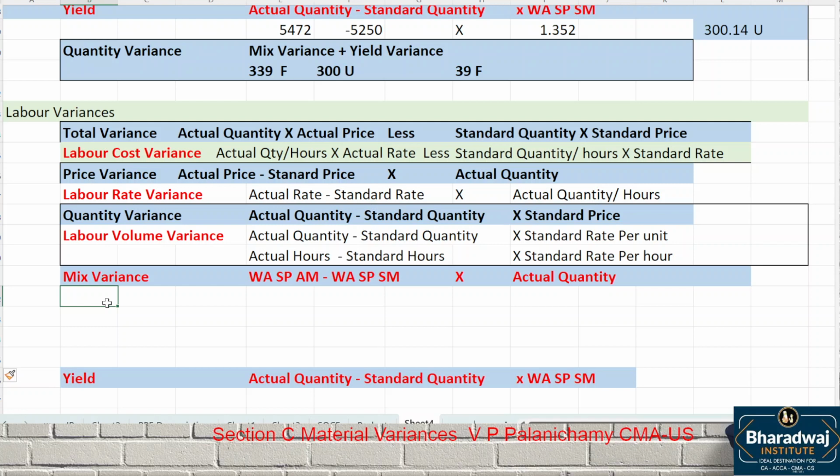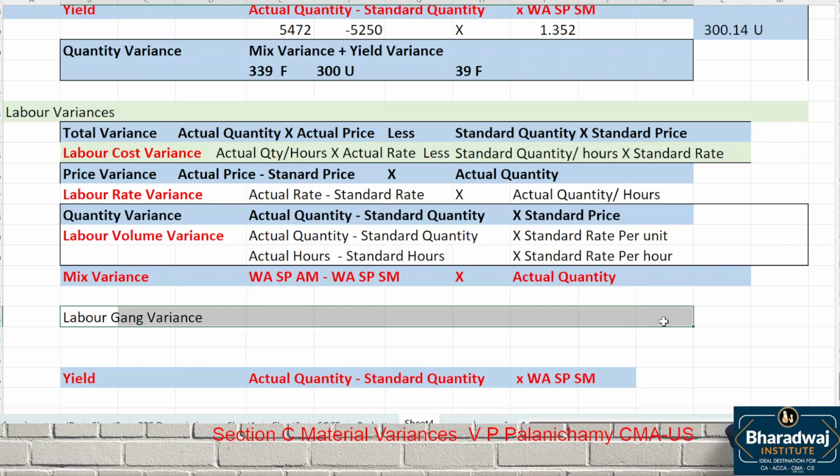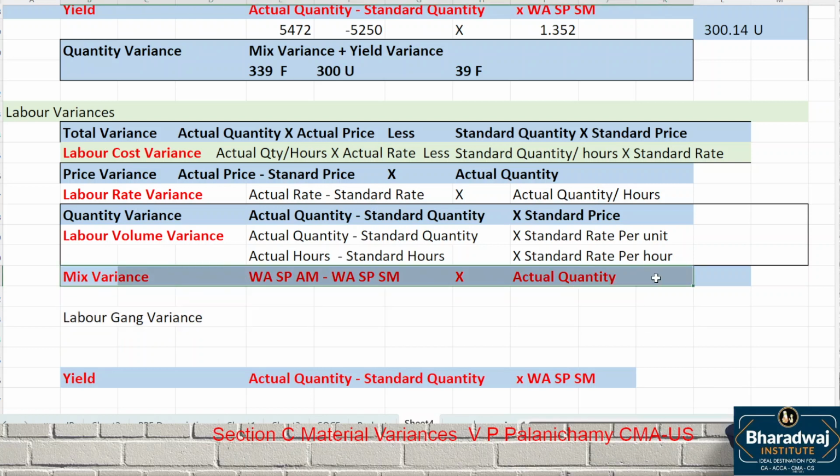Ironing and packing. This is a flow. 5 is to 10 is to 4 is to 3. Okay, that is called mix variance in case of material. In case of labor, it is called labor gang variance. Gang means a gang of skilled workers, semi-skilled workers, unskilled workers, like that.